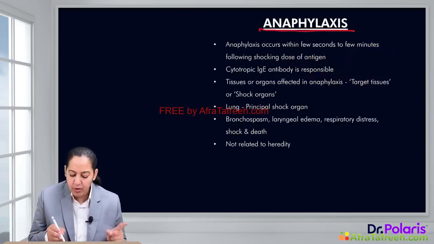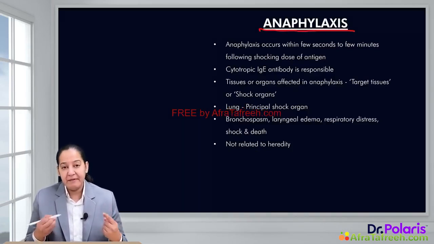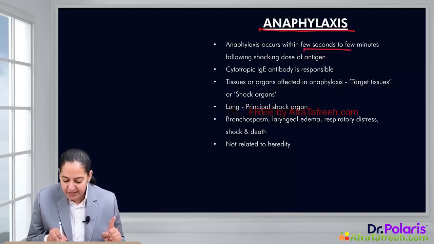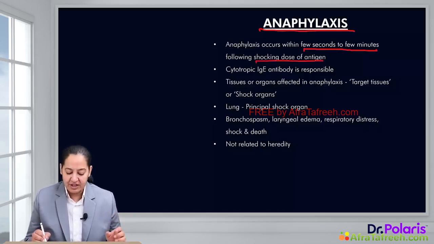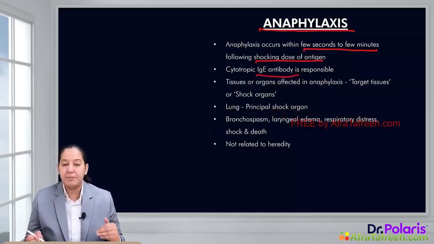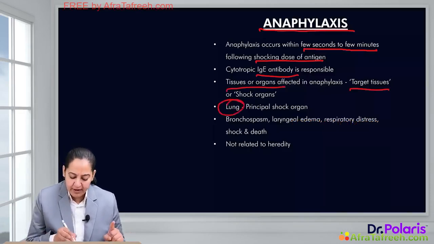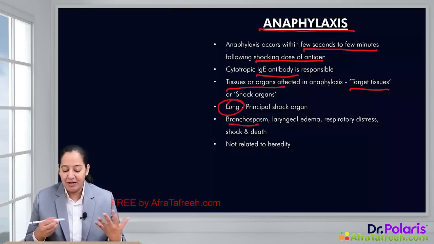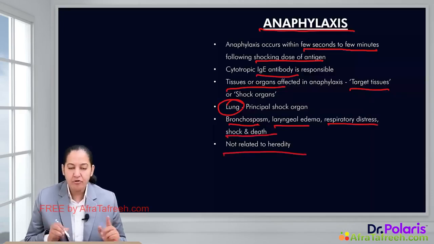Anaphylaxis, as I have told you, is the systemic type 1 hypersensitivity reaction. It may be fatal sometimes. So it occurs within few seconds to few minutes following the second time exposure, that is shocking dose of the antigen. Cytotropic IgE antibodies are responsible for this type of anaphylaxis. The tissues or organs affected in the anaphylaxis are known as target organs, and most commonly involved organ is the lung. In the lung, bronchospasm will occur and patient has sudden respiratory distress due to bronchospasm and laryngeal edema, sometimes shock and death. It is not related to heredity.